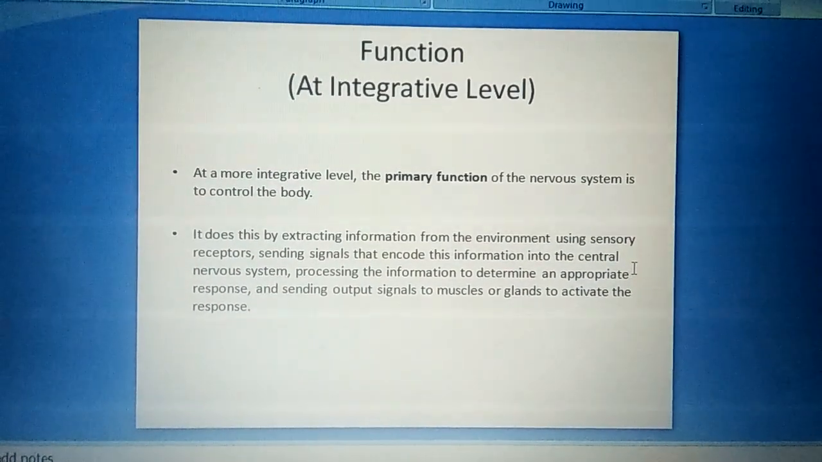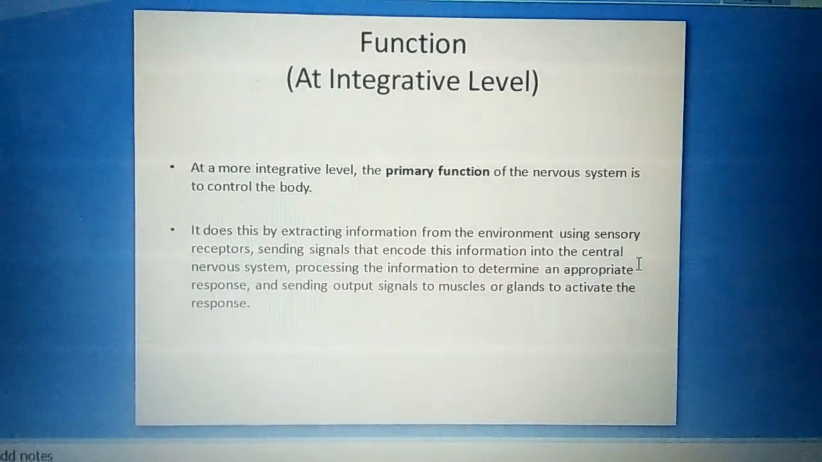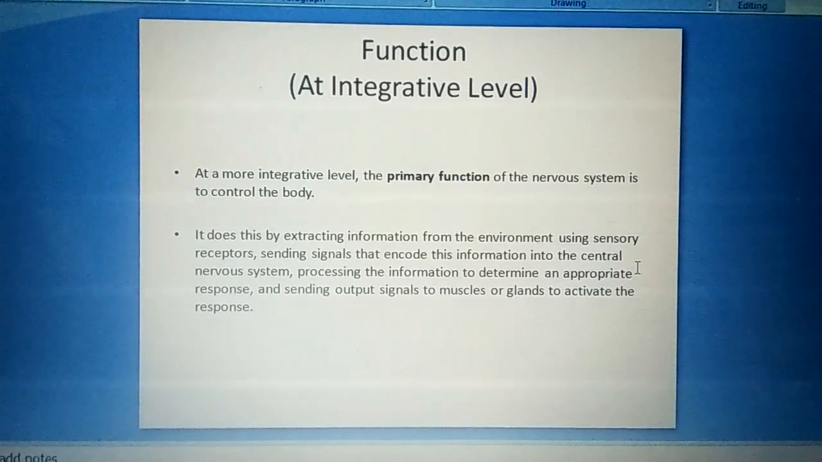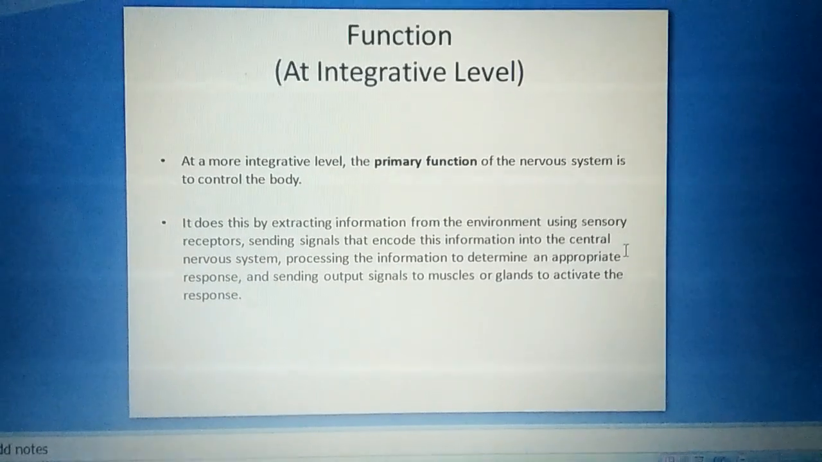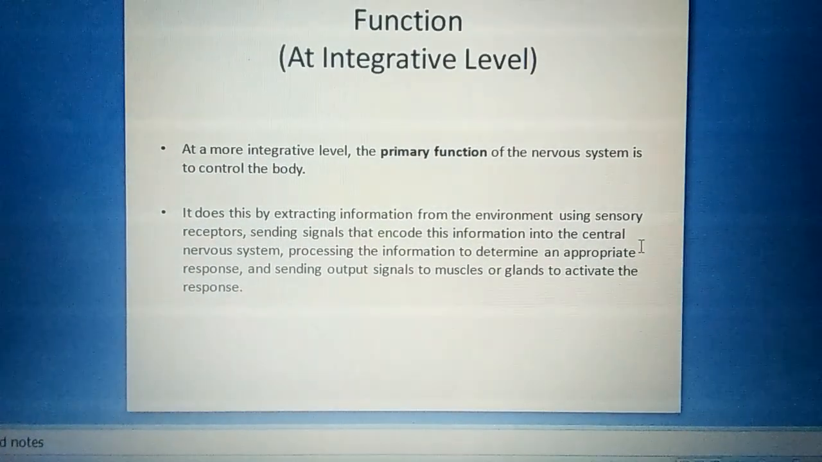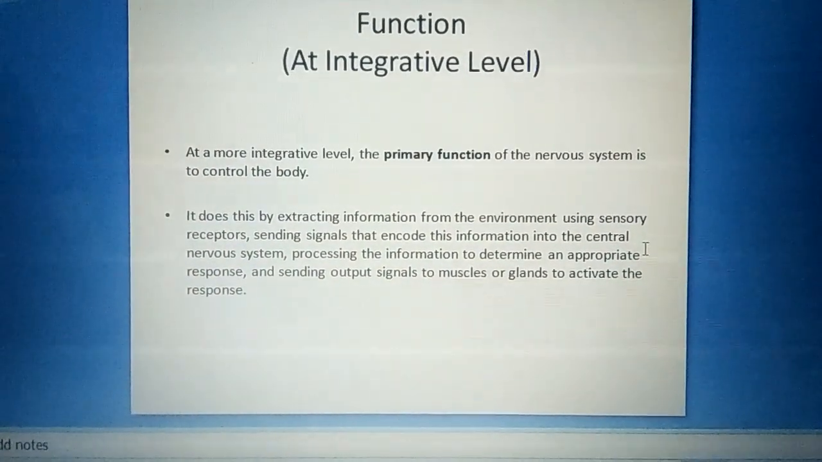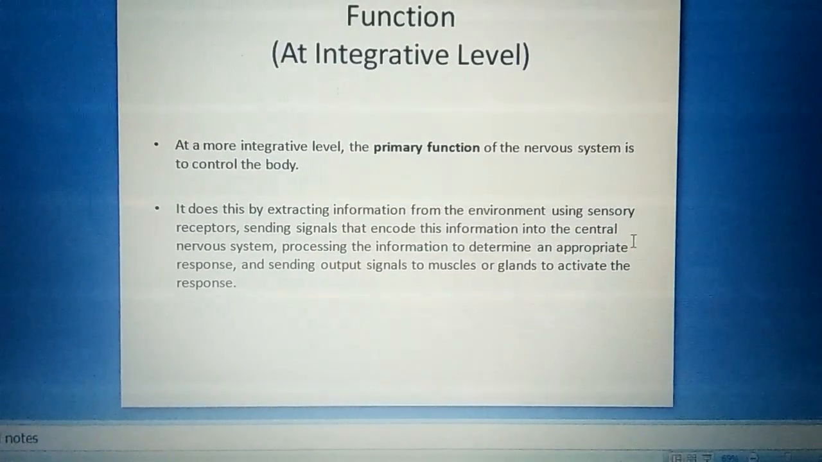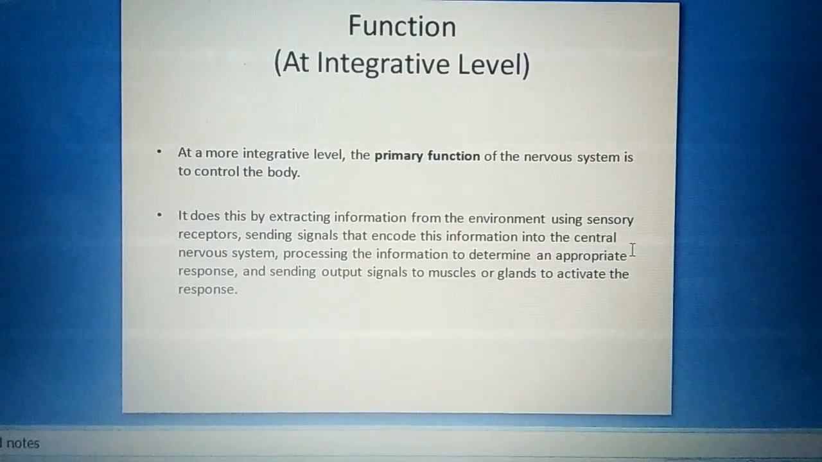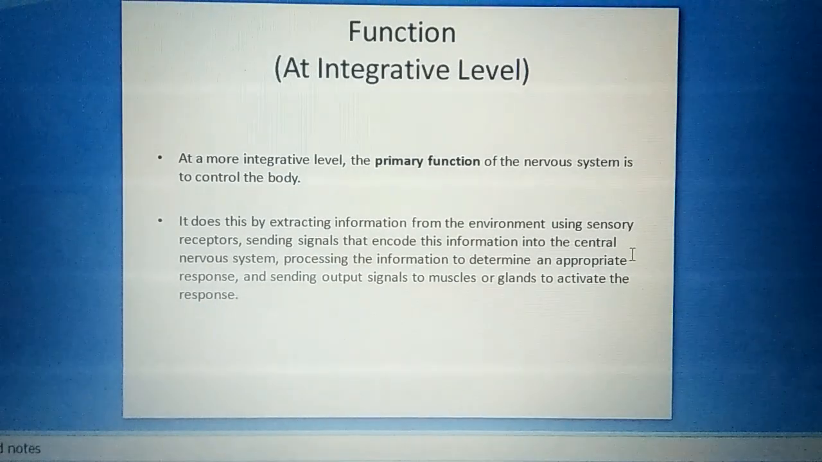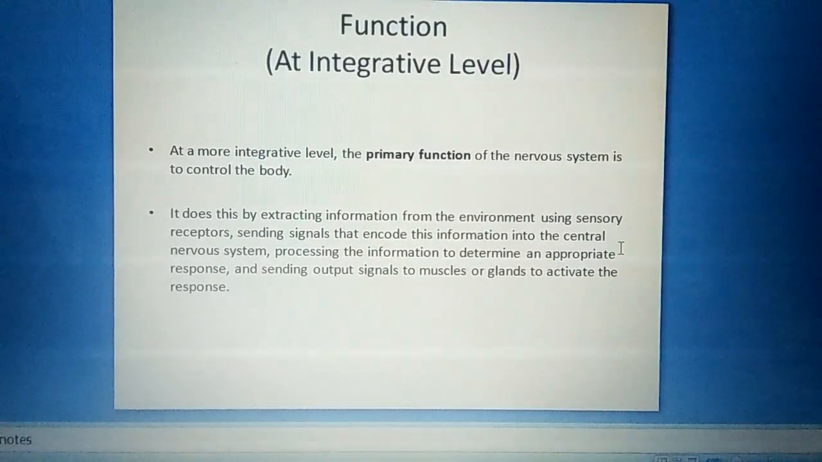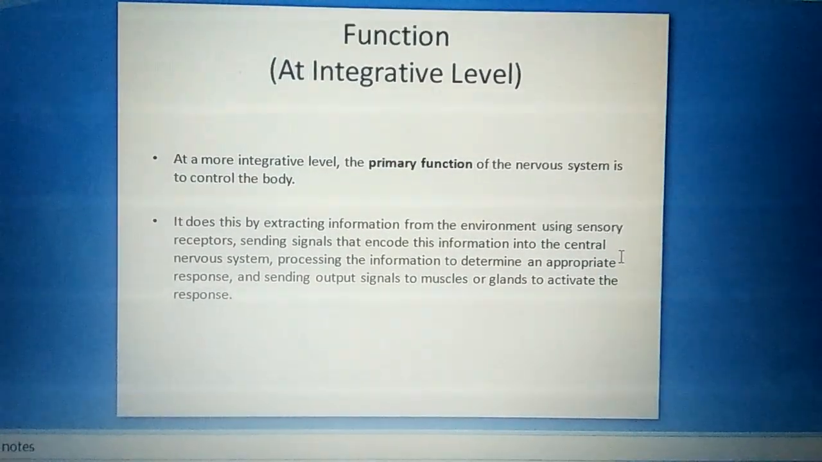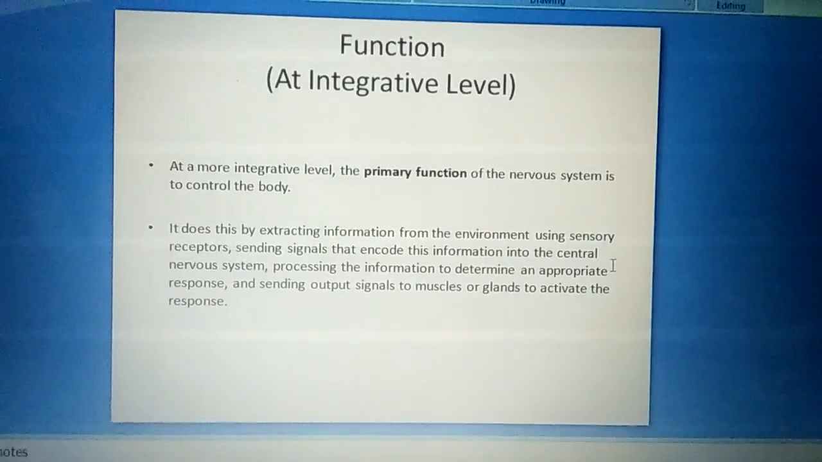At an integrated level, the primary function of the nervous system is to control the body. It does this by extracting information from the environment using sensory receptors, sending signals that encode this information to the central nervous system, processing the information to determine an appropriate response, and sending output signals to muscles or glands to activate the response.